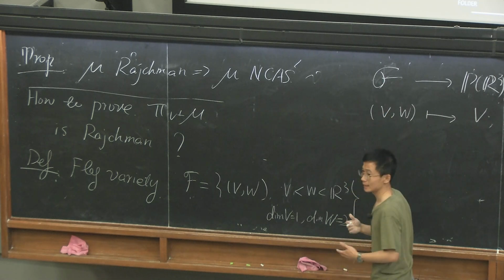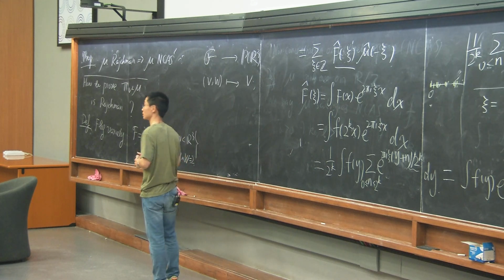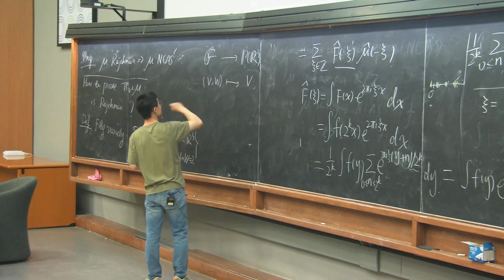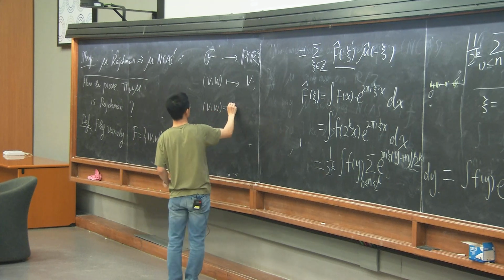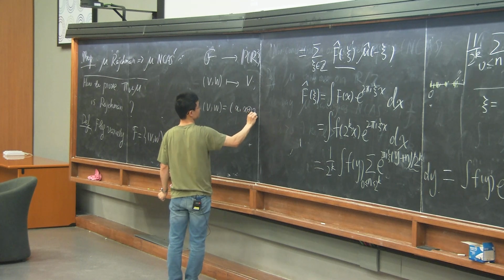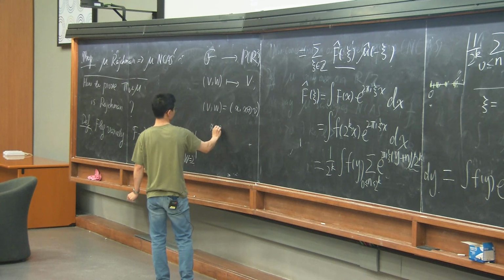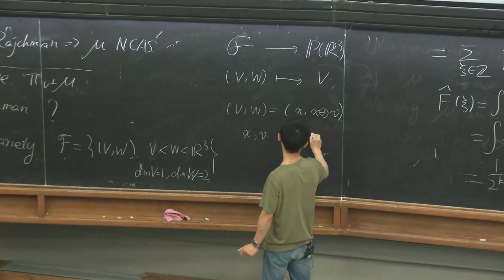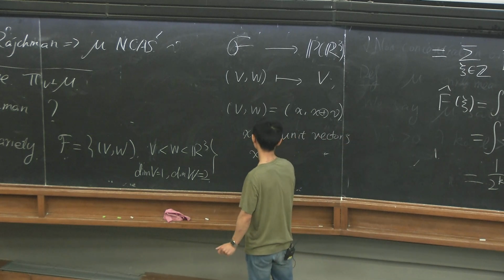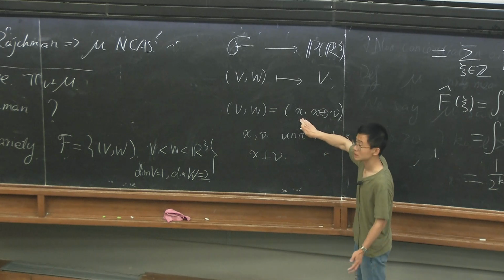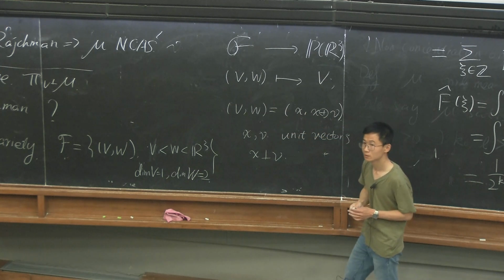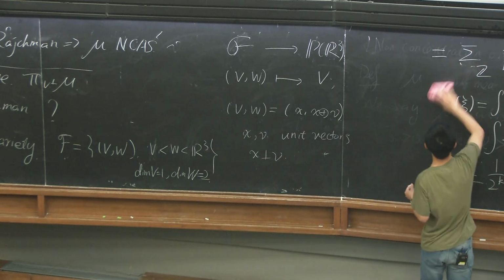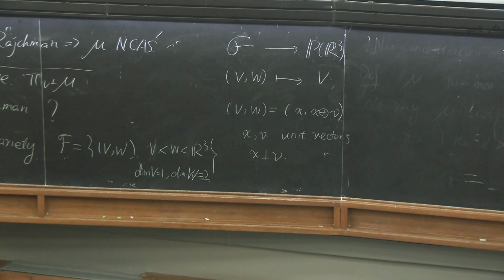In this case, the flag variety is like some quotient space of the unit tangent bundle of the projective space. For later use, I will also write (V, W) as (X, X plus V), where X and V are vectors or unit vectors, and X is perpendicular to V. So we will choose some representative in the space, and this is the choice. For the flag, I will also write X and X plus V.